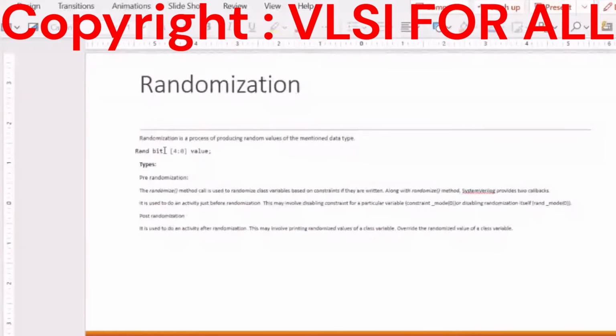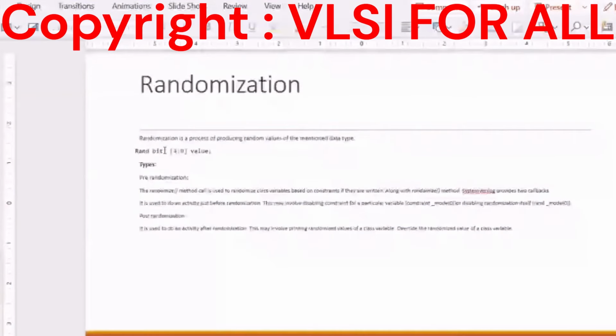In rand C, what will happen? It will come in a cyclic way. If we are given 4 down to 0, that means 16 possible values will come, 1 to 16. That means 1 will come only once, 2 will come only once, 3 will come only once. It won't repeat. In the rand keyword, how was it repeating?